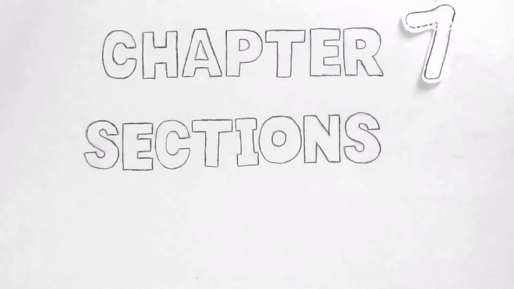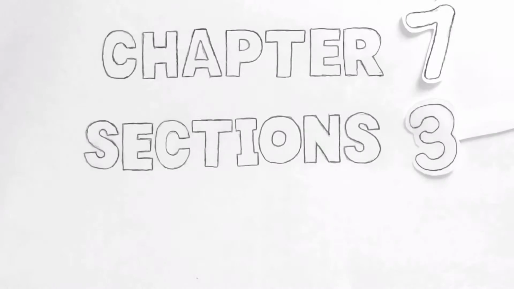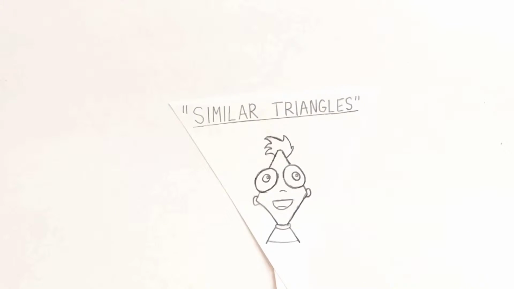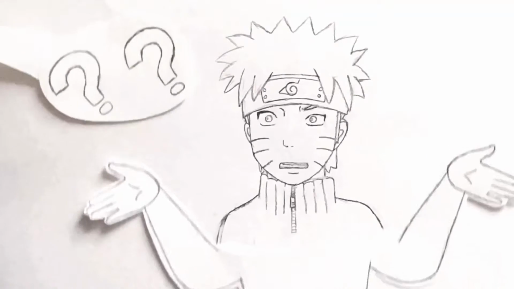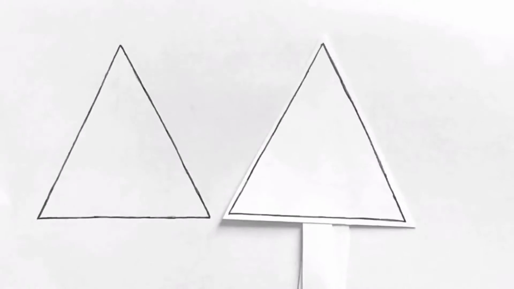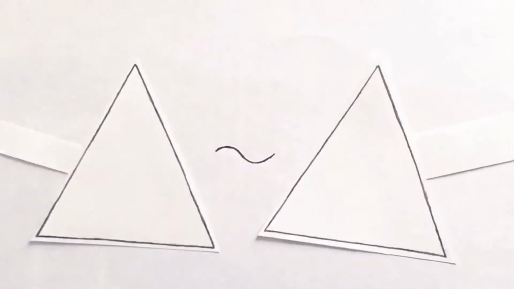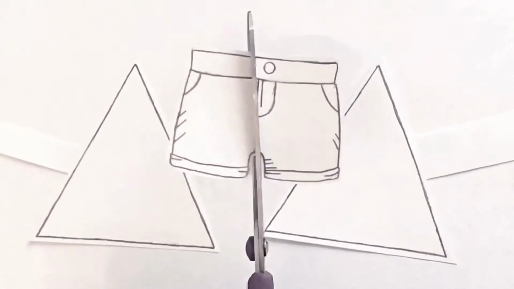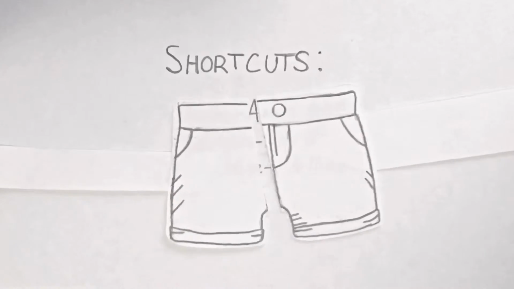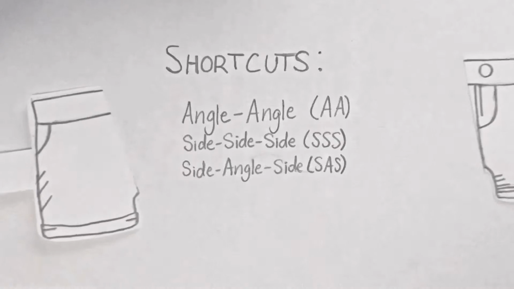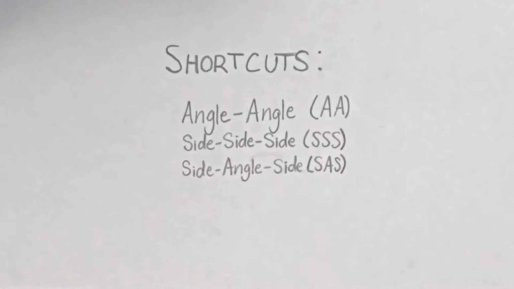So in this video, I will be talking about Chapter 7, Sections 3 and 4, which are all about similar triangles. But the question is, what are similar triangles? Great question indeed. You see, similar triangles have the same shape, but don't always have the same size, meaning they're not congruent. In order to prove that two triangles are similar, you can use shortcuts. The shortcuts that I'll be going over are angle-angle, side-side-side, and side-angle-side similarity.